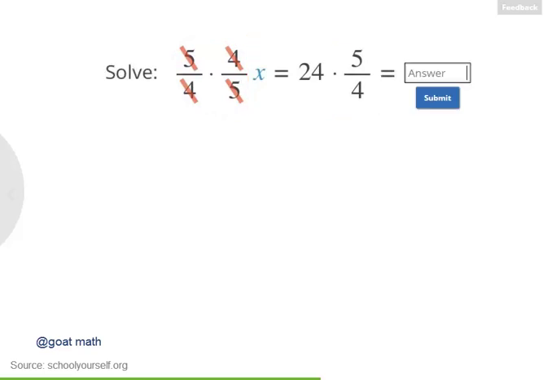Exactly. The 5's cancel out and the 4's cancel out. So this product equals 1. And that means x equals 24 times 5/4, which equals what? Right, so x equals 30.